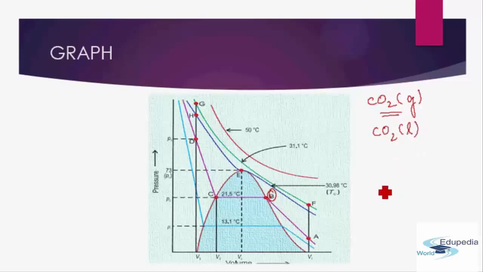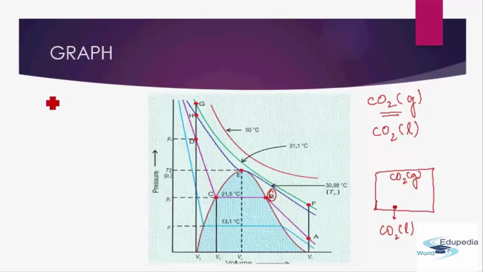So if this is my container which initially had only gaseous carbon dioxide, so it only has gaseous molecules here. At point B I finally get a droplet of liquid CO2. So the gas is still present, but there is also liquid with it. This is the moment where the equilibrium starts. This is the moment where our liquid and vapor are going to be in equilibrium.